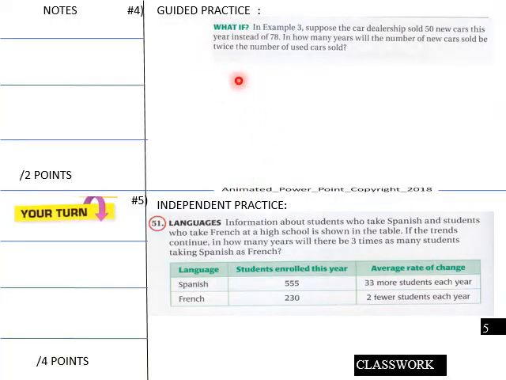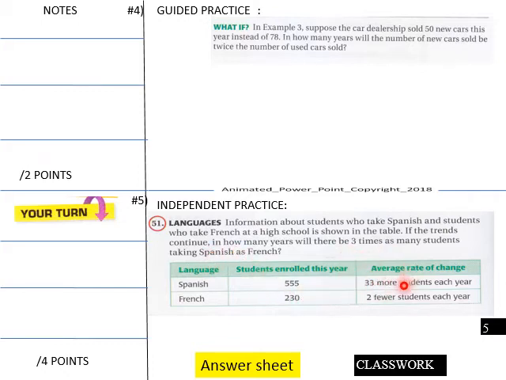Let's go into a guided practice now, students. In example 3, suppose a car dealership sold 50 new cars this year instead of 78. In how many years will the number of new cars sold be twice the number of used cars sold? So I think we have to use the same thing there. And then this is yours down here, students, to take a shot at. In how many years will there be 3 times as many students taking Spanish as French?